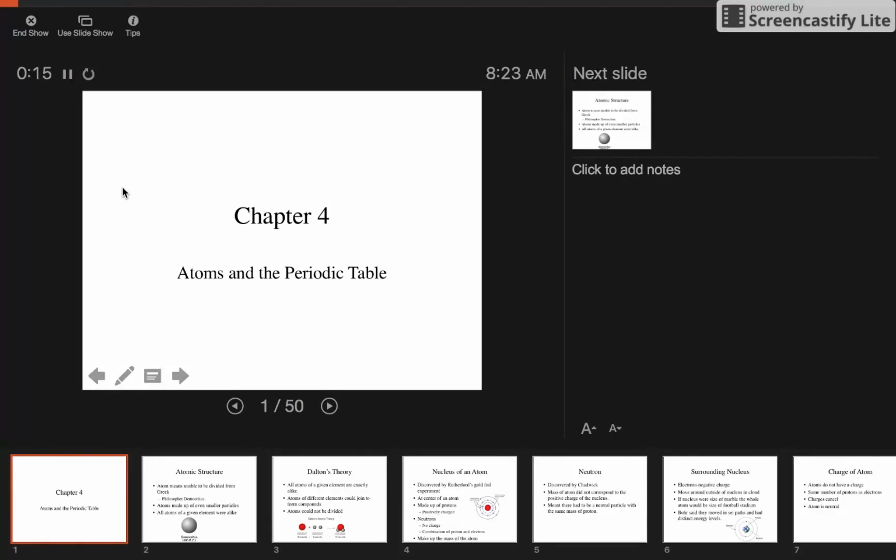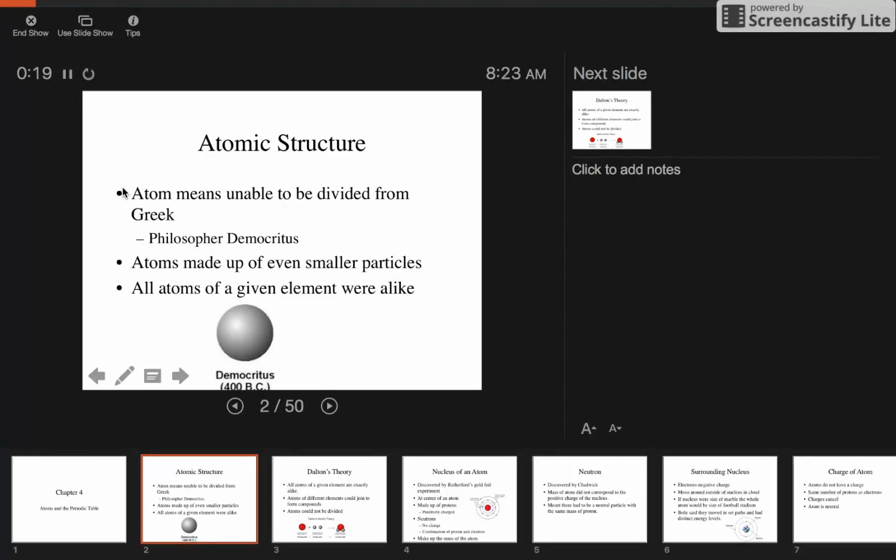Today we are going to be talking about atoms and give a little timeline of the atom. In 400 BC, Democritus came up with the idea of the atom. It was more of a philosophy. He didn't have any scientific evidence. He just thought that there has to be some portion of matter in which you can no longer divide.